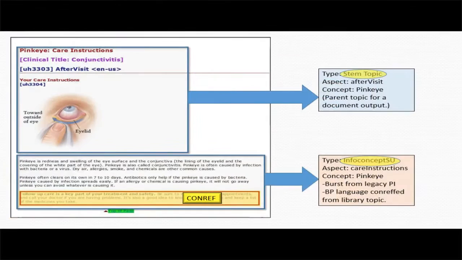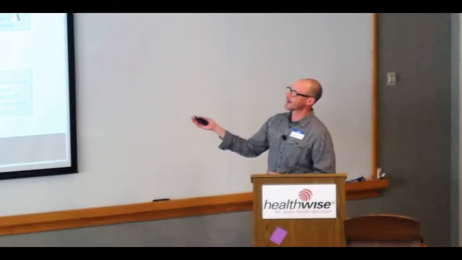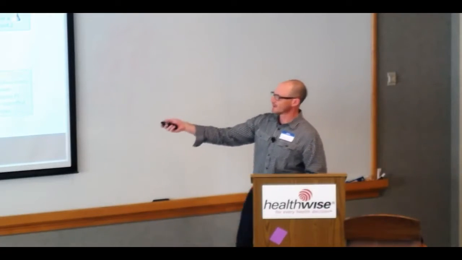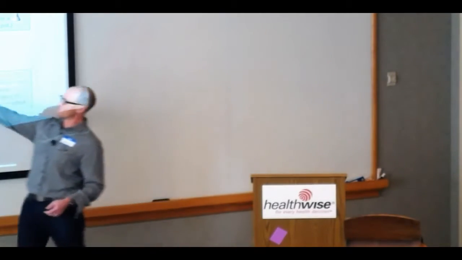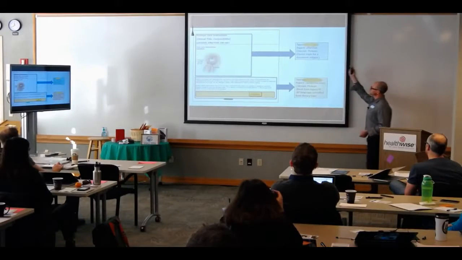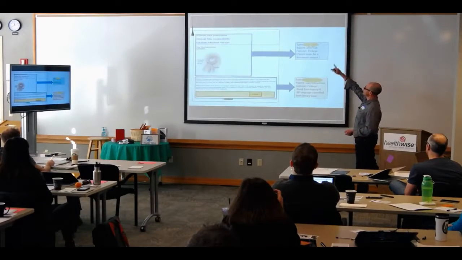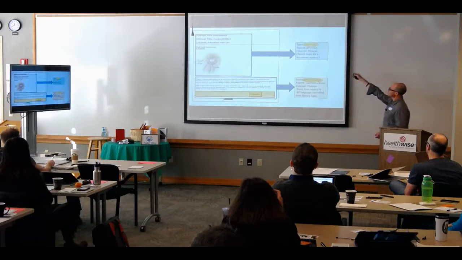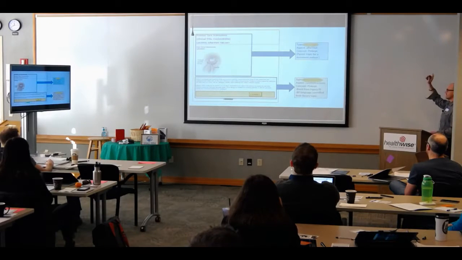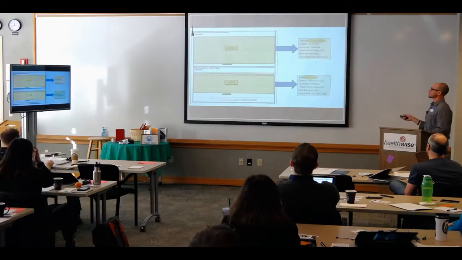This is pink eye. It's not that disturbing, but it's a little gross. But here again, we've got different types. This is another patient instruction. So you've gone to the doctor because maybe your child has pink eye. You can see what the pink eye looks like. You've got a definition of what is pink eye. And each of these topics is identified by its structure, its topic type. The top is what we call a STEM topic. The bottom is this informational content.